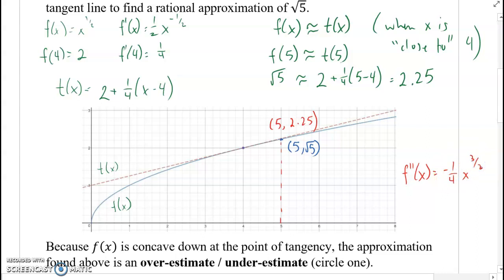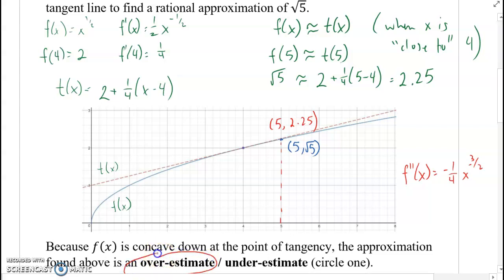And for all positive values of x, which is the only type of x value we have in this domain, x raised to the negative 3/2 is going to be positive. And when we take that positive number times negative 1/4, we'll get a negative value. So we are definitely concave down at x equals 4, the point of tangency, which means that our curve curves down away from the tangent line, which means that our approximation must be an overestimate of the actual value, right?